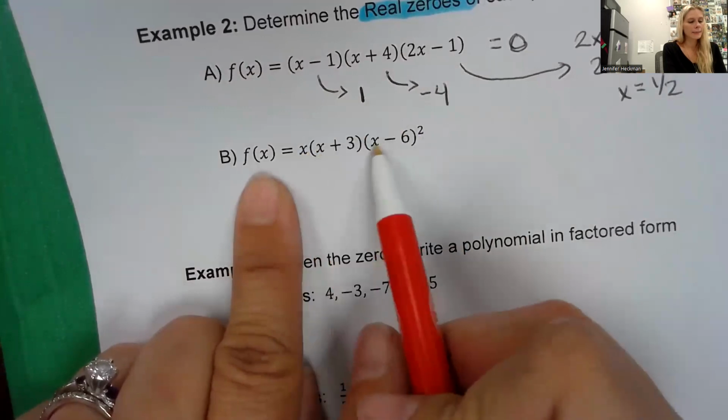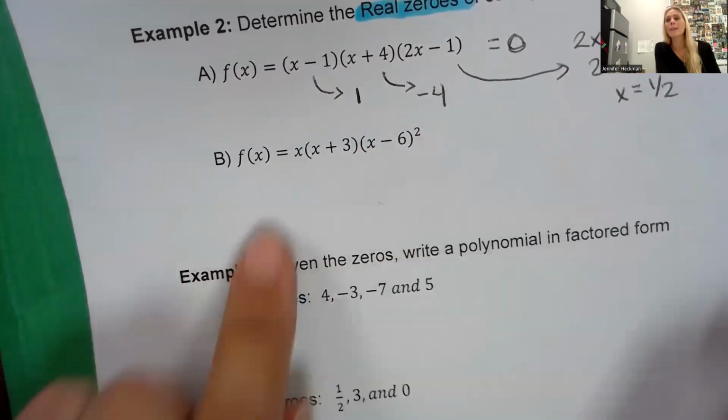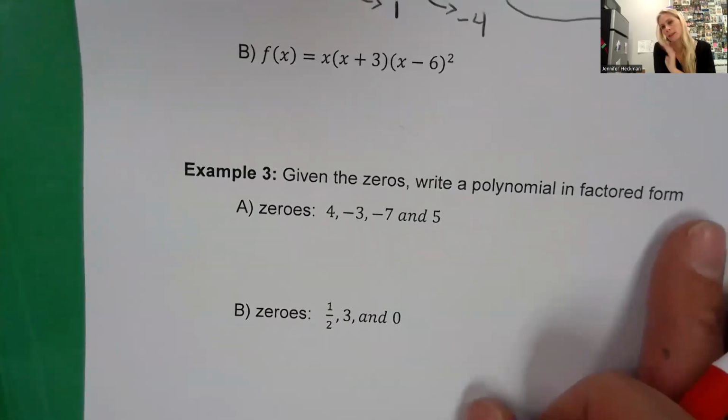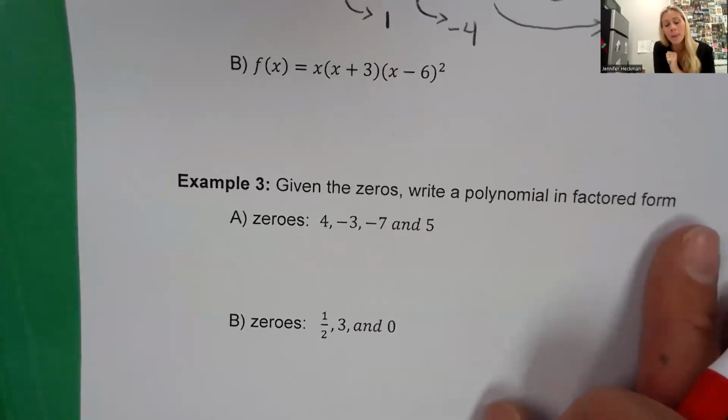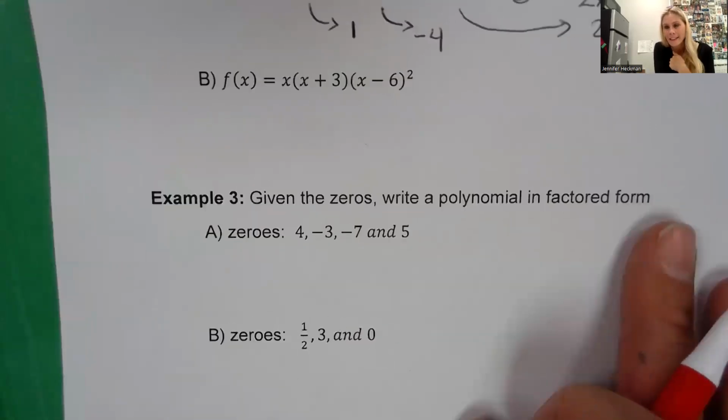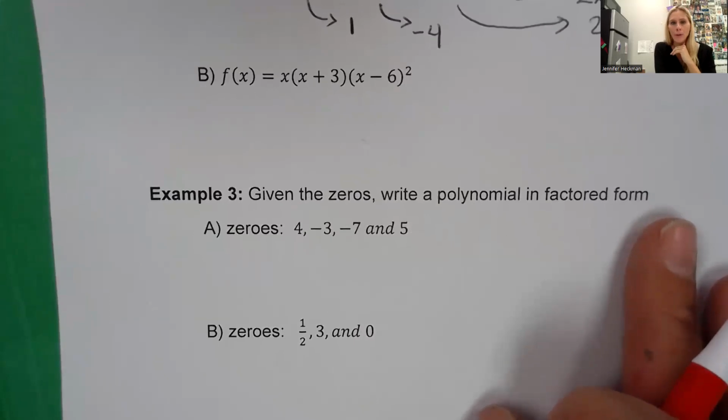x times x times x squared is x to the fourth. That means there's 4 possible zeros. Does there have to be 4? No, you can have less than 4. And I'll show you where that comes from, okay?